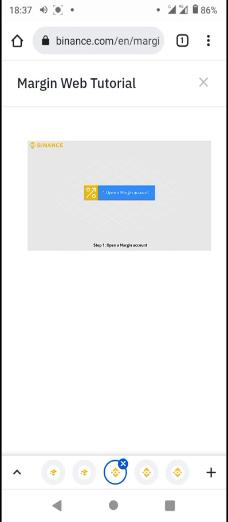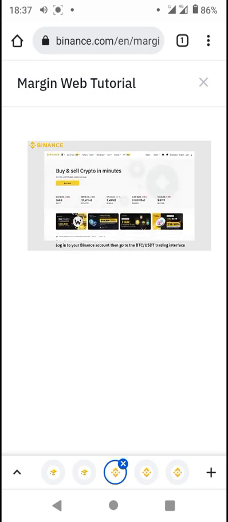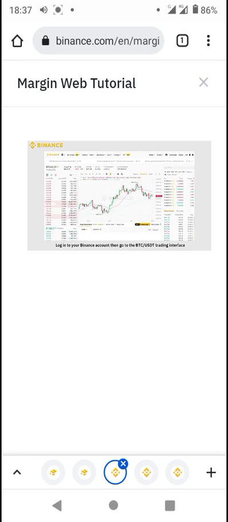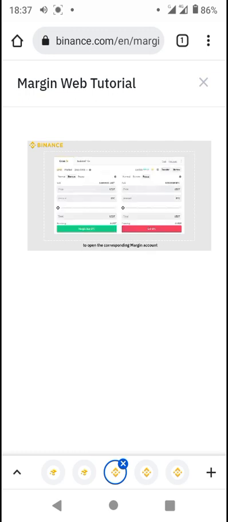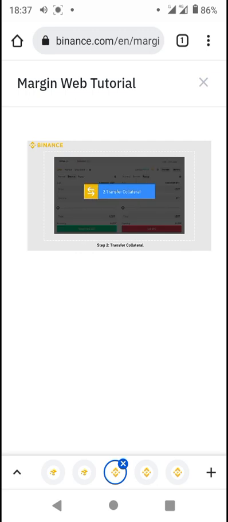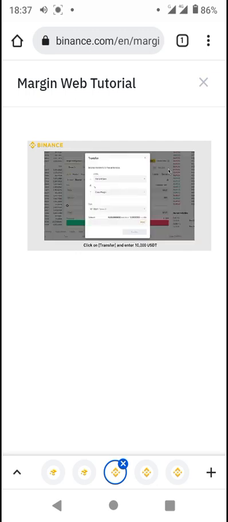Step 1. Open a margin account. Log into your Binance account, then go to the BTC USDT trading interface. Select the cross margin or isolated margin tab. Click on Open Now to open the corresponding margin account. Step 2. Transfer collateral. Click on Transfer and enter 10,000 USDT. Click on Confirm. Then transfer 10,000 USDT as collateral from your spot wallet to your margin wallet.